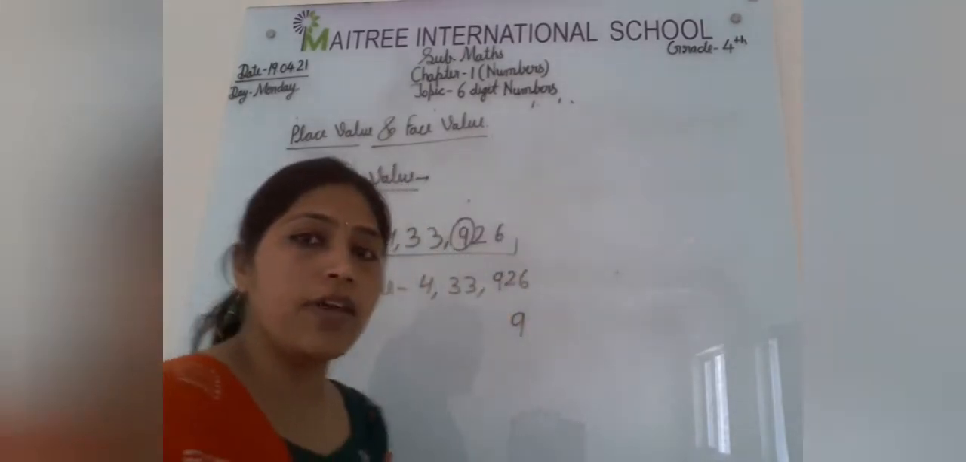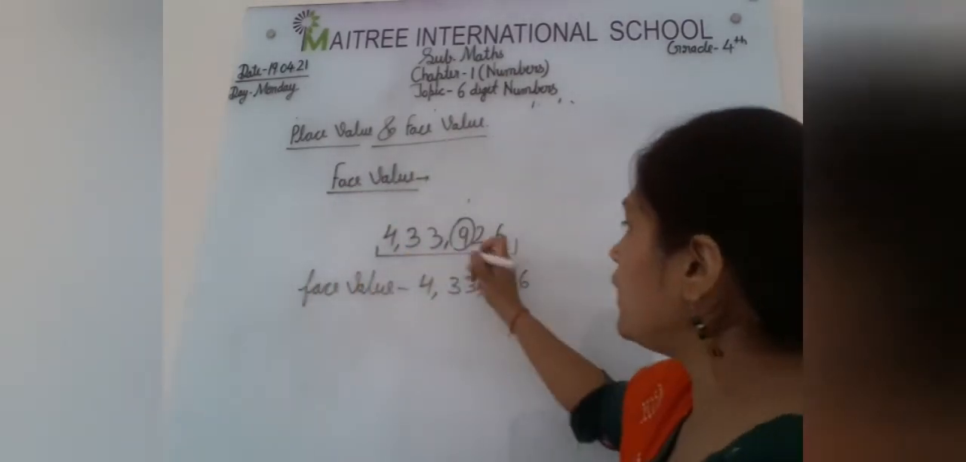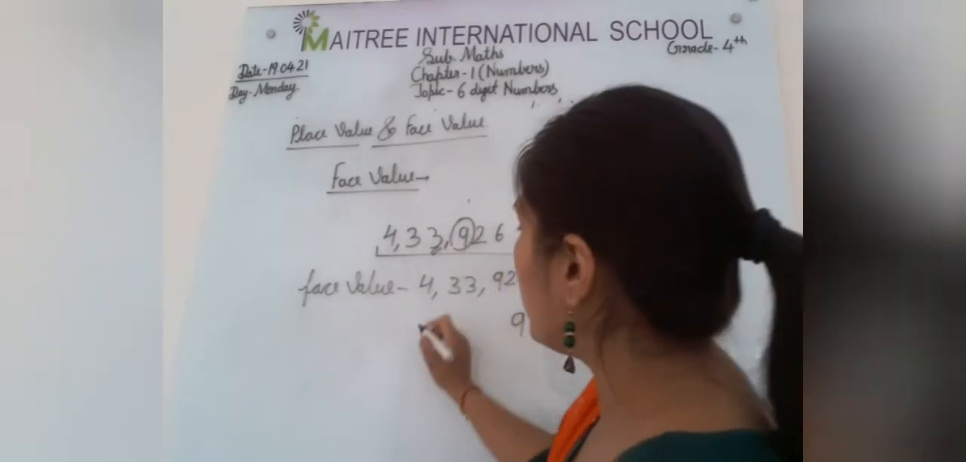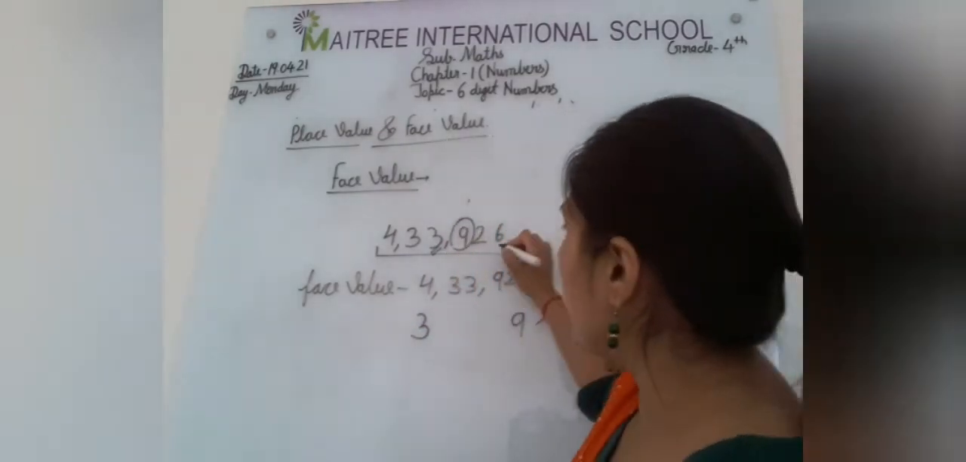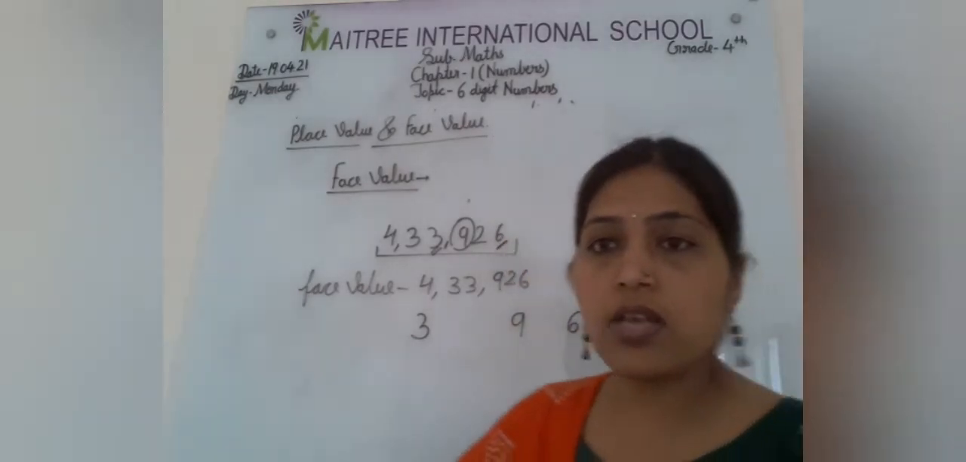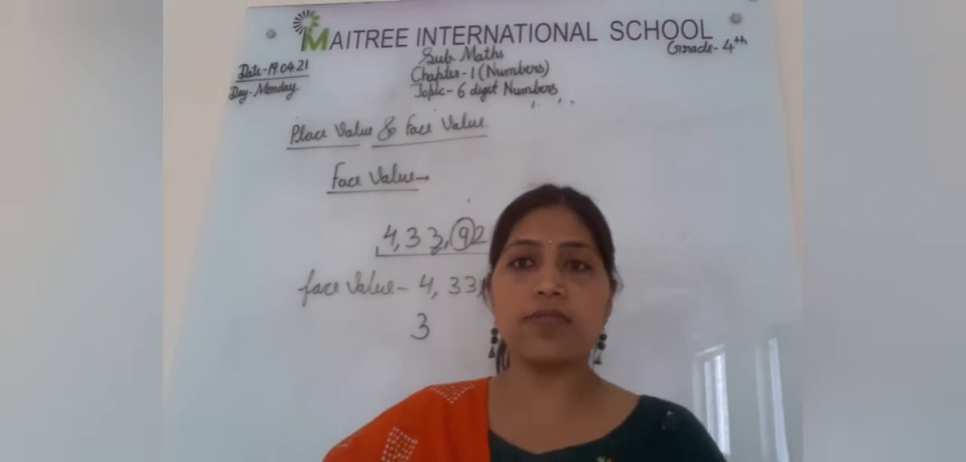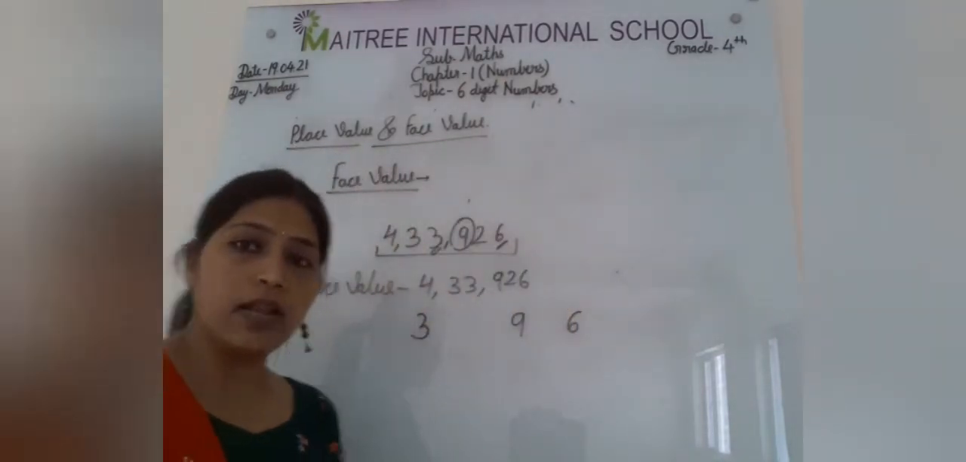If they are asking the face value of 3 here, what is the face value of 3 here? The face value of 3 here will be 3 only. Clear? If they are asking the face value of 6, the face value of 6 will be 6 only. So that is called the face value. Face value means the number itself. Okay. So now let's come to the place value.